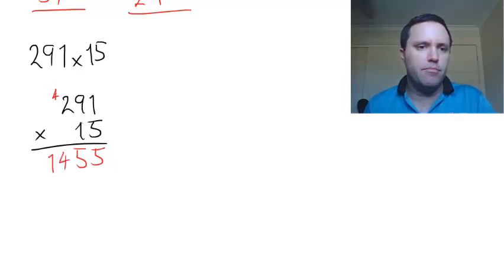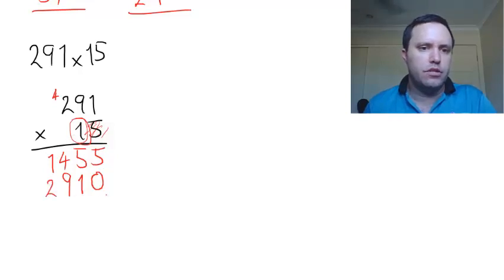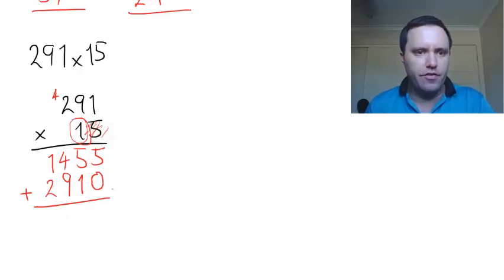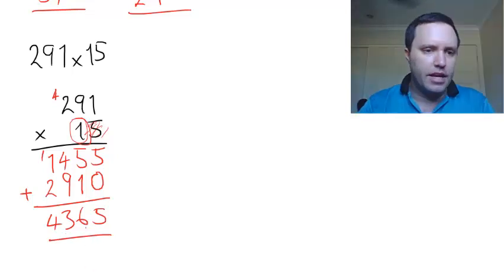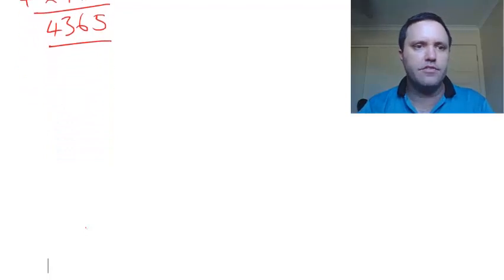Now I'm done with the 5, so I'm going to move over to the 1 here. I put a 0 because I'm now multiplying by 10. So 1 times 1 is 1, 1 times 9 is 9, 1 times 2 is 2. Once I've got those two numbers, I simply add them together. 5 plus 0 is 5, 5 plus 1 is 6, 9 plus 4 is 13, 1 plus 1 plus 2 is 4. 4,365.